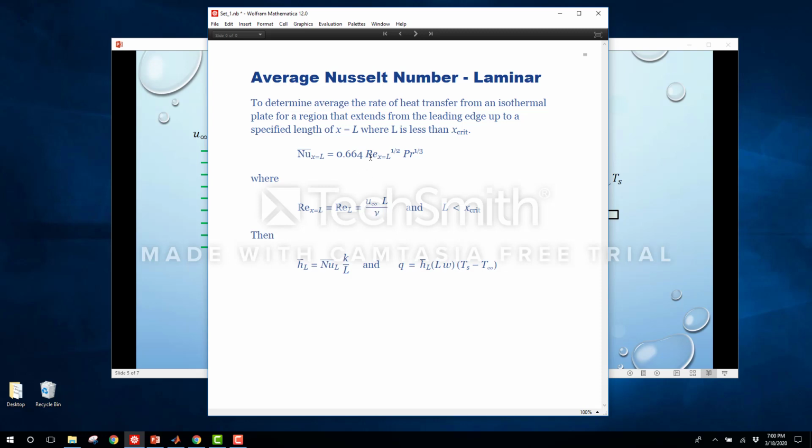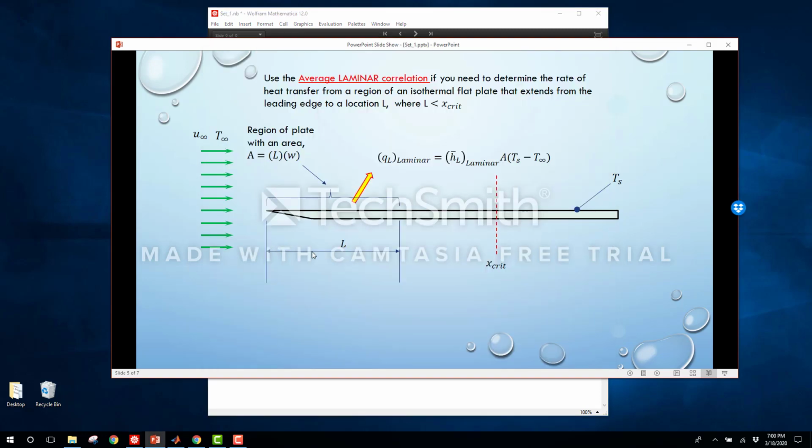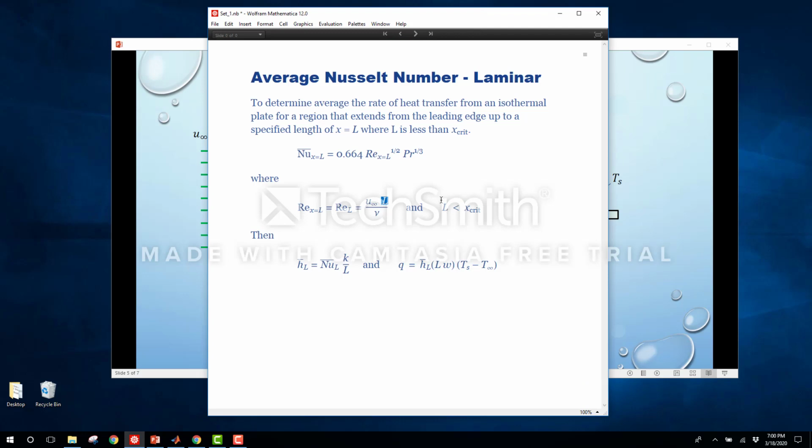And same thing for the Reynolds number. So now it's 0.664 times the square root of the Reynolds number times Prandtl number to the 1/3. We have the same expression for the Reynolds number here, except I'm using L, and what we're really trying to define using L instead of X is that this is an average value where L is encompassing the entire length of the plate of interest. So when I say the entire length of plate, I mean this region that we've defined. And in this case, since we are laminar, L must be less than X critical.